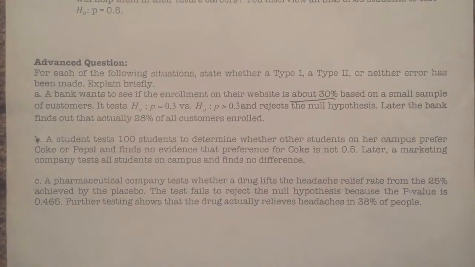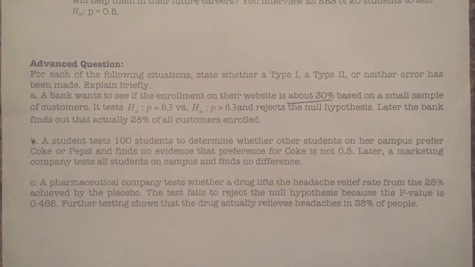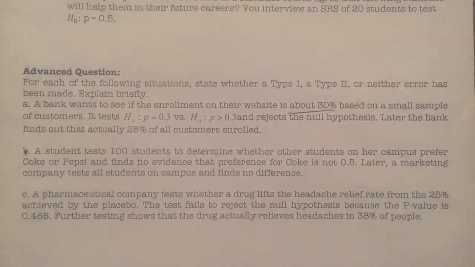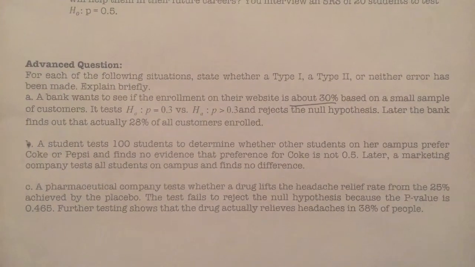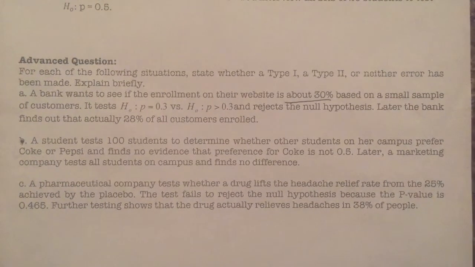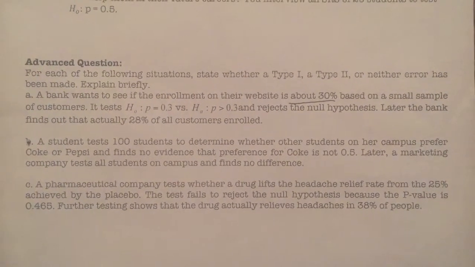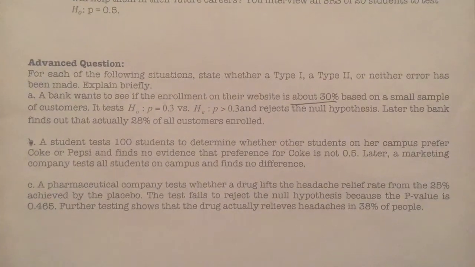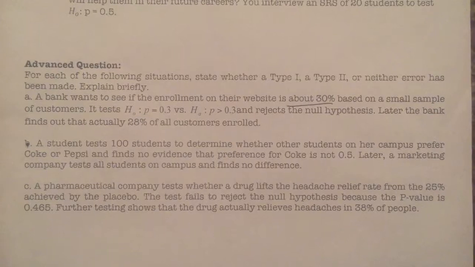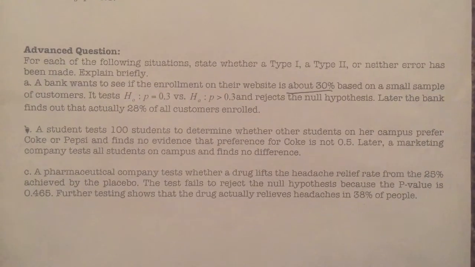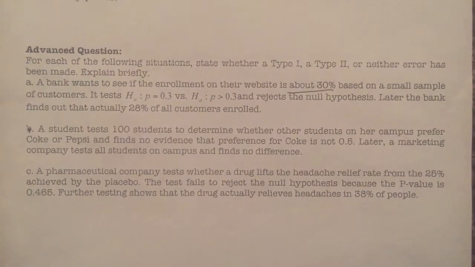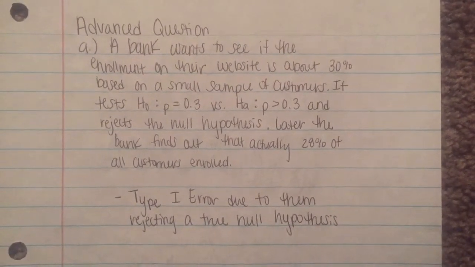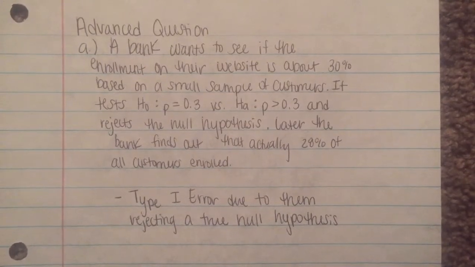The advanced question reads, for each of the following situations, state whether a type 1, a type 2, or neither error has been made. Explain briefly. A. A bank wants to see if the enrollment on the website is about 30% based on a small sample of customers. It tests the hypothesis of p equals 0.3 versus an alternative hypothesis of p greater than 0.3 and rejects the null hypothesis. Later, the bank finds out that actually 28% of all customers enrolled. This problem is considered a type 1 error due to them rejecting a true null hypothesis.